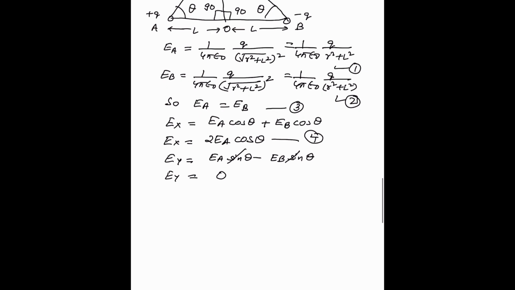Now similarly, what will be EY? Since EA sin theta and EB sin theta are oppositely directed, that will be equal to EA sin theta minus EB sin theta. And from equation number 3, it is clear that EA and EB are equal. So these will cancel, and we will get EY equal to 0. So the value of EX is 2 EA cos theta, and the value of EY is 0.